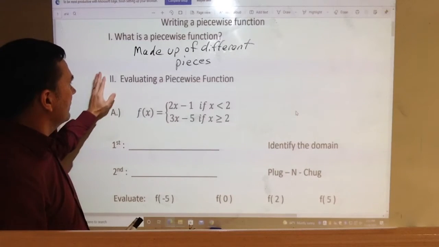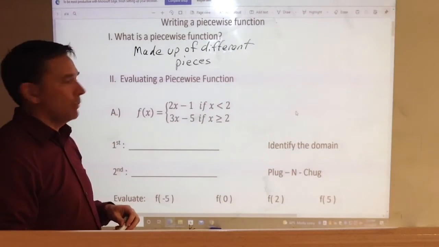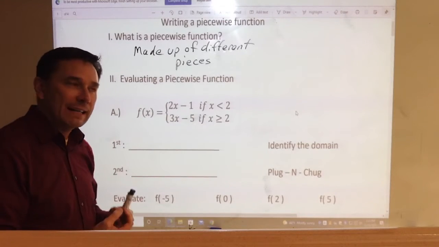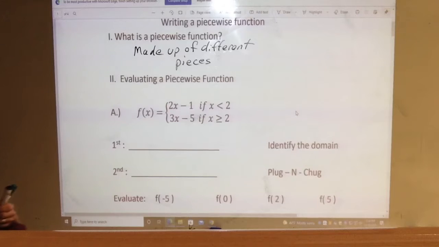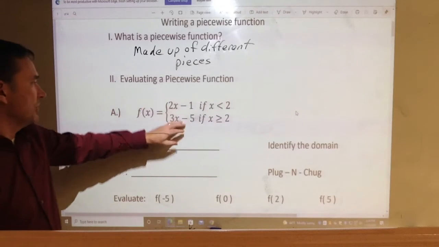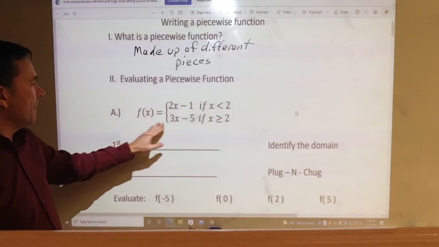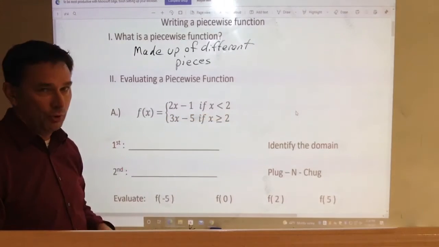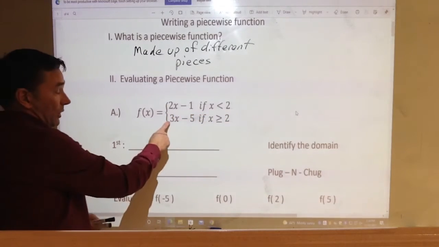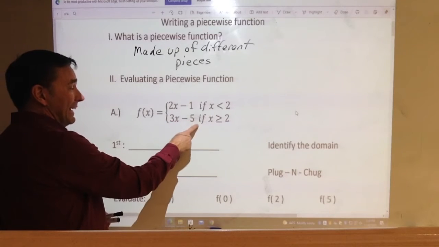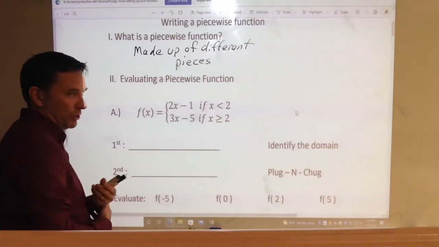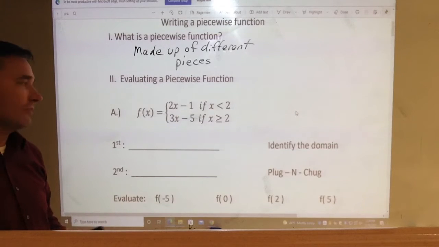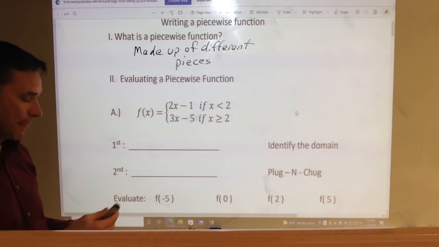So the first thing we're going to talk about is evaluating a piecewise function, finding that output value of a function. So you're going to see some notation kind of like this. f of x equals 2x minus 1 if x is less than 2. Now we also have 3x minus 5 if x is greater than or equal to 2. These are domain parameters. Remember, your domain has to do with your x values.